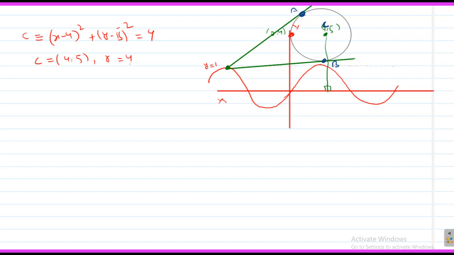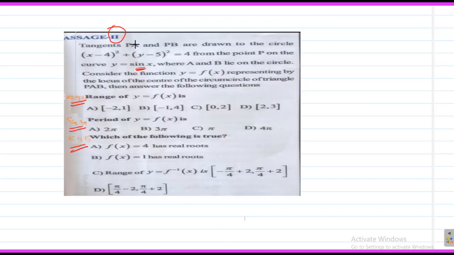So AC joined, automatically it is perpendicular. Yeah, AB joined, automatically perpendicular. So it is a cyclic quadrilateral. Okay students, this is the diagram for the given problem. Now I want to read what the problem is. The tangents PA and PB are drawn to the circle from a point P on the curve y equals sin x, where A and B lie on the circle.